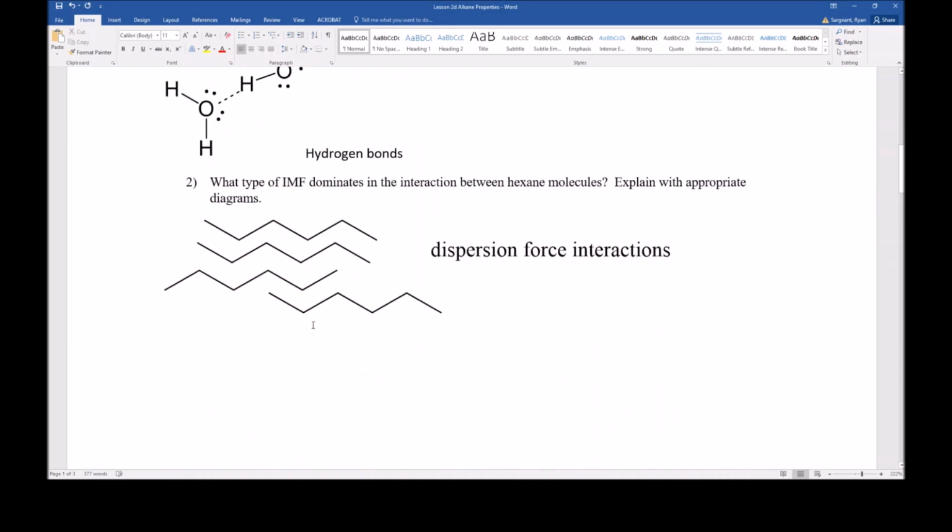And that involves the oscillation of electron clouds, which occurs best when the molecules can pack up next to each other, and it maximizes the surface contact between the molecules so that their electron clouds can oscillate in harmony.